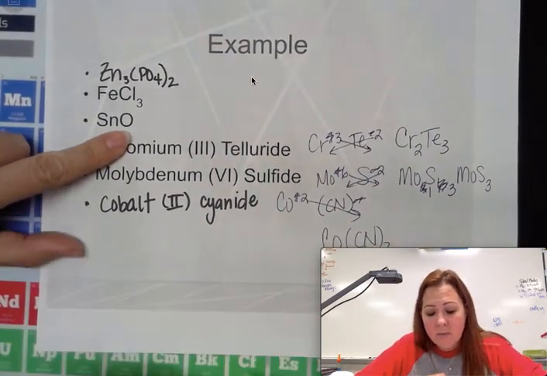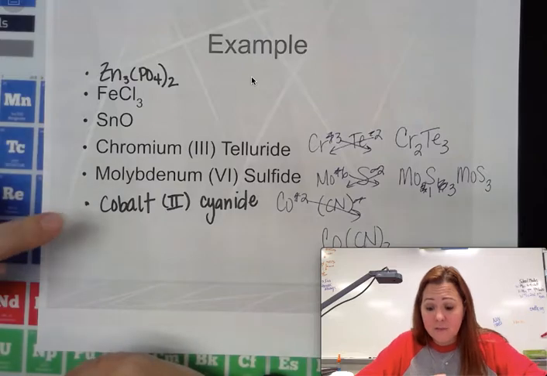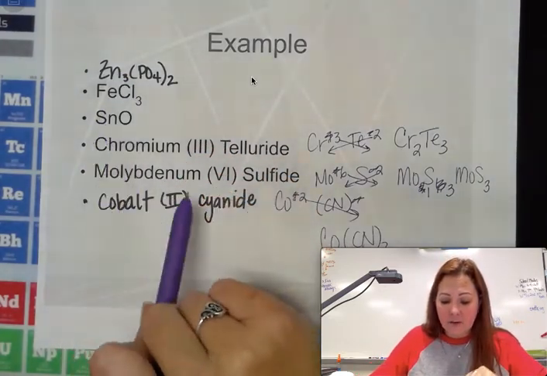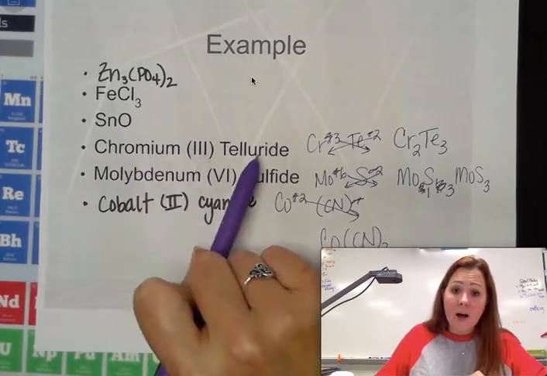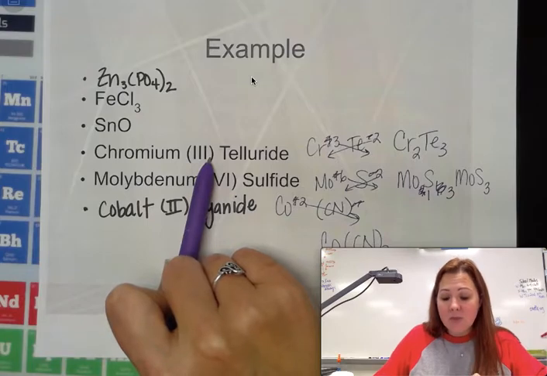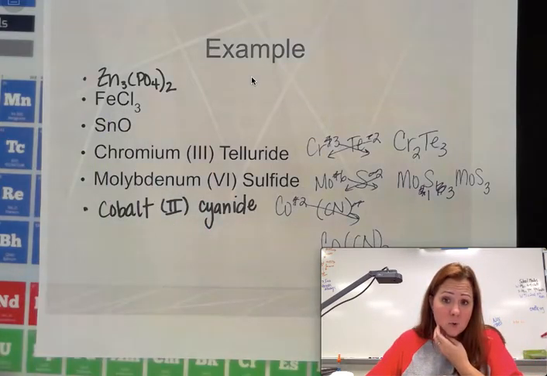When we write the name of them, I have to give the charge that was used to swap and drop, because that would kind of disappear if I just had chromium telluride. I wouldn't know what they used to actually make that formula. So with these, you're going to have to do some investigative work.